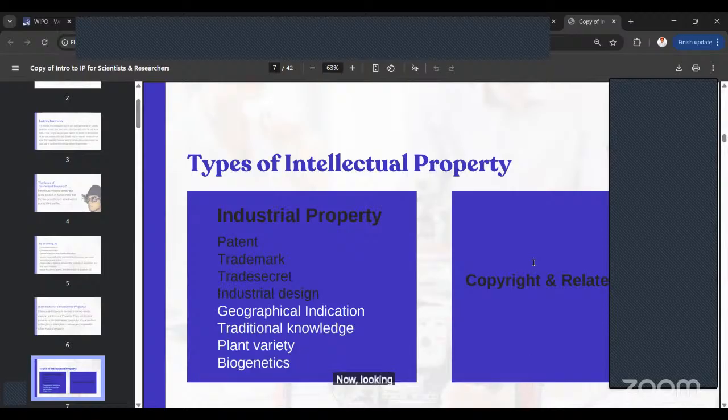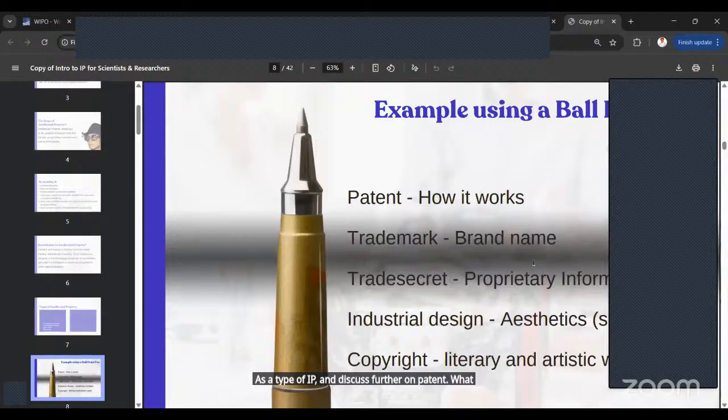Now, looking at the types of IP, this is where we are going to pick patent as a type of IP and discuss further on patents. What exactly is a patent? This is an example that shows you the aspect of IP. So I'm using a ballpoint pen. A patent will tell you how this ballpoint pen works. That's the technicality.